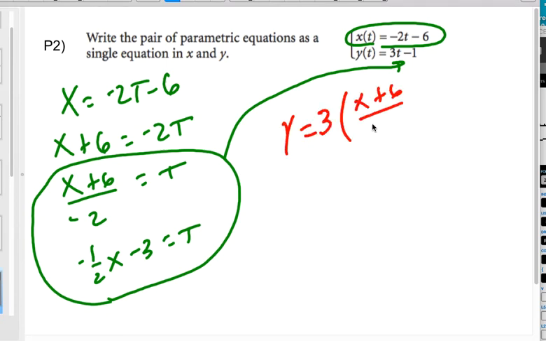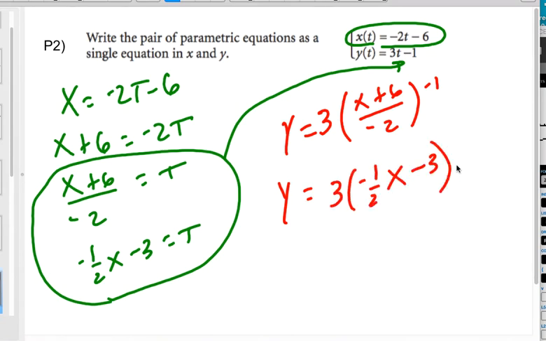So I'm going to get that my y is, you're either going to write it as 3 times this thing minus 1, right? Or you might choose to write it as 3 times this thing, which is also fine if you wanted it. So any of these are fine, right? If you want to distribute, you can make this a negative 3/2 x minus 9 minus 1, which is a negative 3/2 x minus 10.